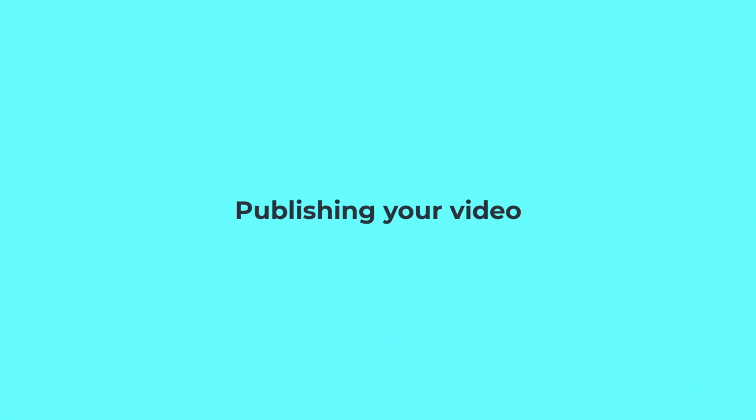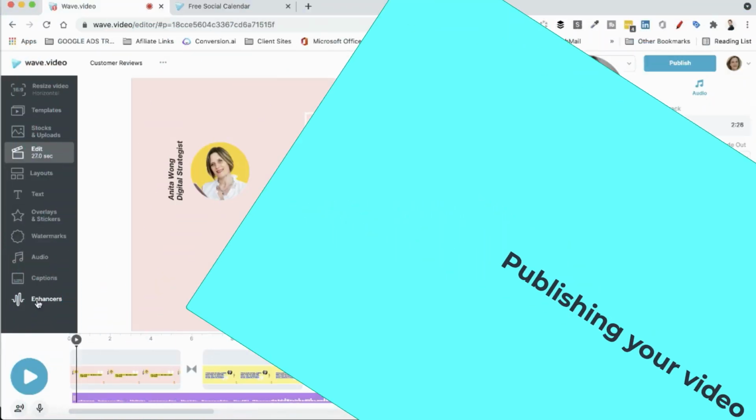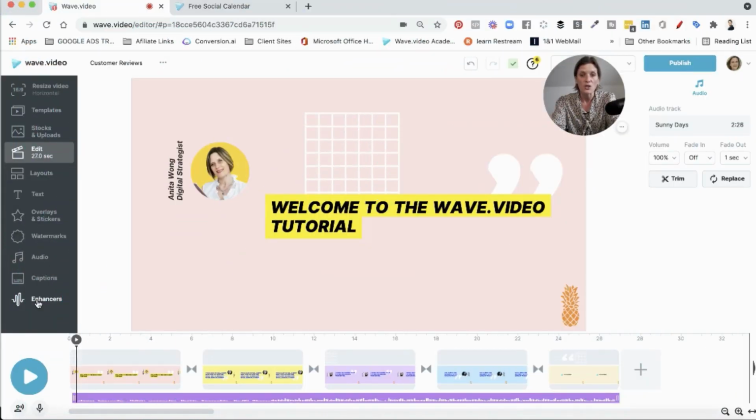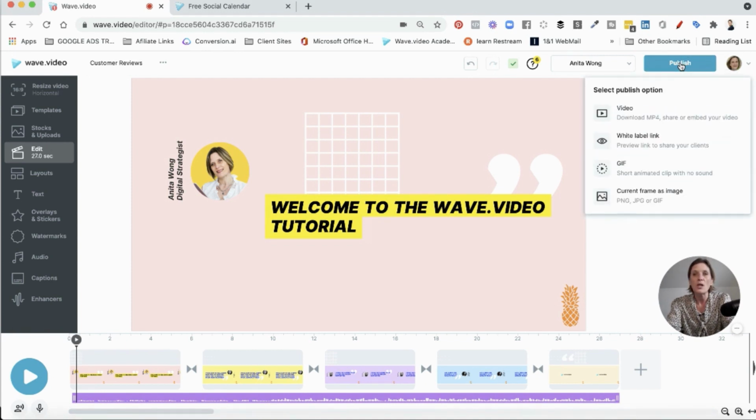So now that you've personalized your video, how do you actually get your video over onto your social media platforms? The first thing you need to do is you need to come over here to the publish button. Let me just move myself down out of the way. And you click the publish button. Now it's going to ask you to publish the video.